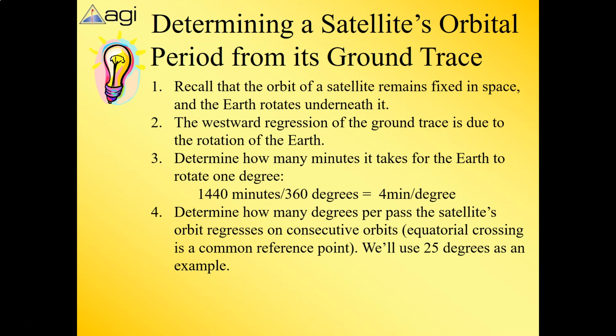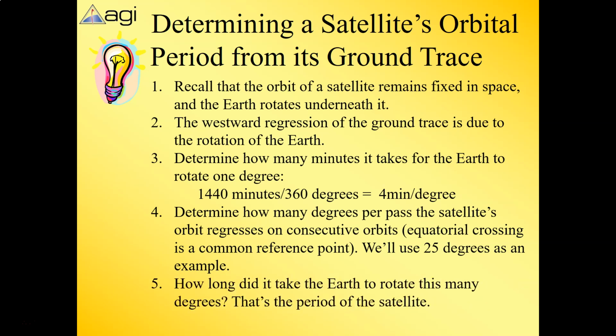If we use 25 degrees as an example, then we need to figure out how long it took the Earth to rotate this many degrees. That's the period of the satellite. So 25 degrees times our conversion factor of 4 minutes per degree is 100 minutes. So if we use 25 degrees and we know that it takes 4 minutes per degree, then it's going to take 100 minutes.